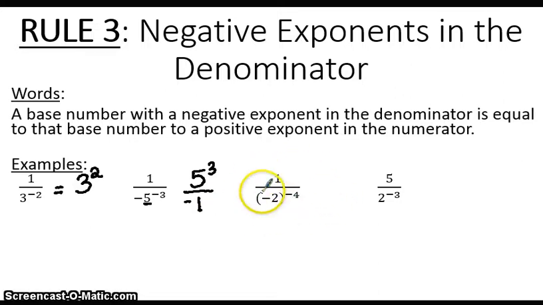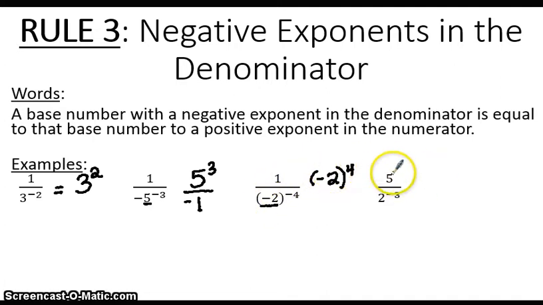In the third example, we see a very similar situation to this one, except that the negative is included in the base number since it's part of the parenthesis. We will take the base number to the numerator. The base number is negative 2, and it is to the 4th power. Since it was a negative exponent in the denominator, it is a positive exponent in the numerator. We do not need to have any denominator since we moved all the numbers from the denominator to the numerator.